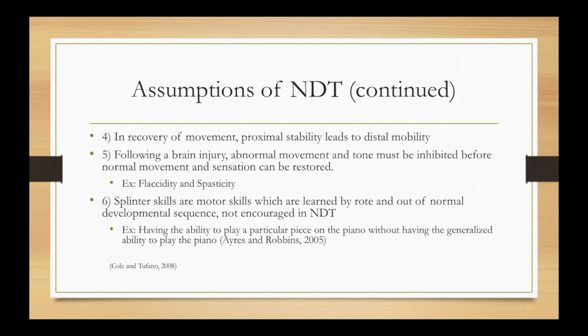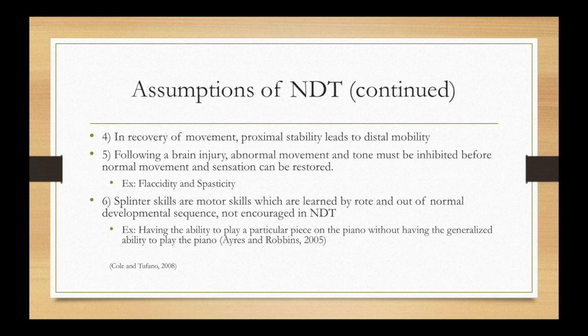4. In recovery of movement, proximal stability leads to distal mobility. Stability is created by co-contraction of opposite muscle groups, thereby holding the body in place and mediating the effects of gravity, which makes skilled movement possible. Mobility is the ability to move around freely and represents a way to engage the environment through purposeful voluntary movements.